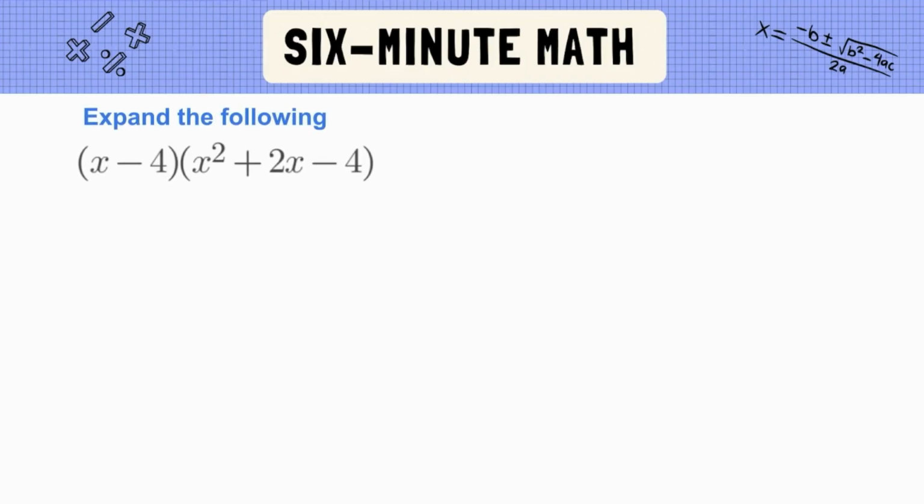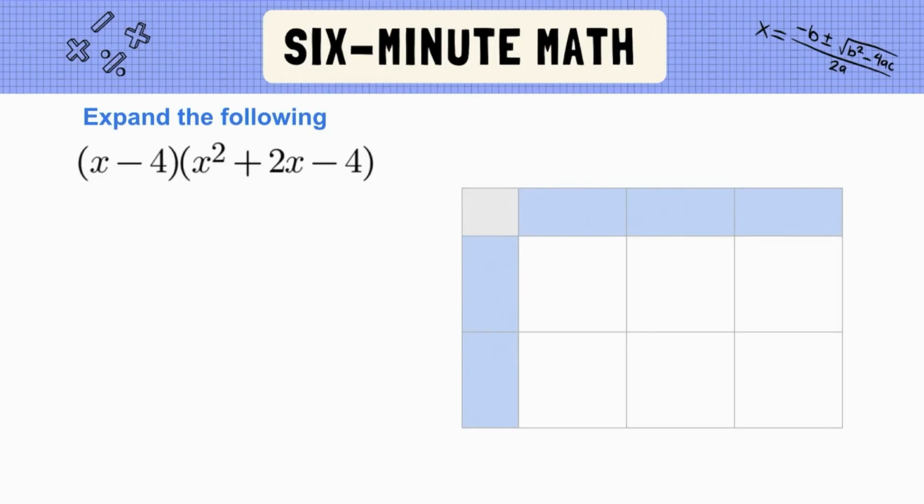On to another example here. In this case, I have a binomial times a trinomial. Nothing changes in my process. I just have an extra term to multiply by. We're going to put x minus 4 on the left and x squared plus 2x minus 4 on the top.